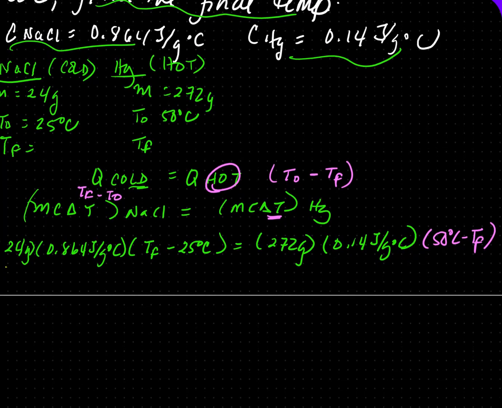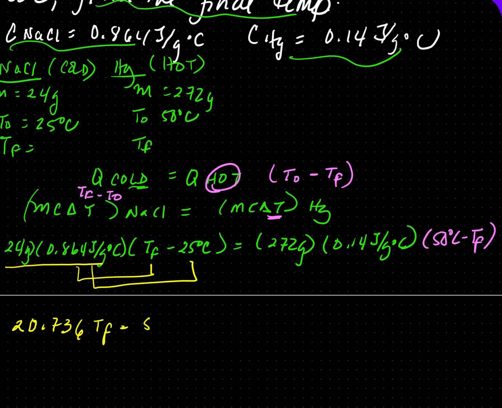So we're going to multiply 24 times 0.864 and then distribute to TF and then to the 25. So when I do that, this becomes 20.736 T final minus 518.41.